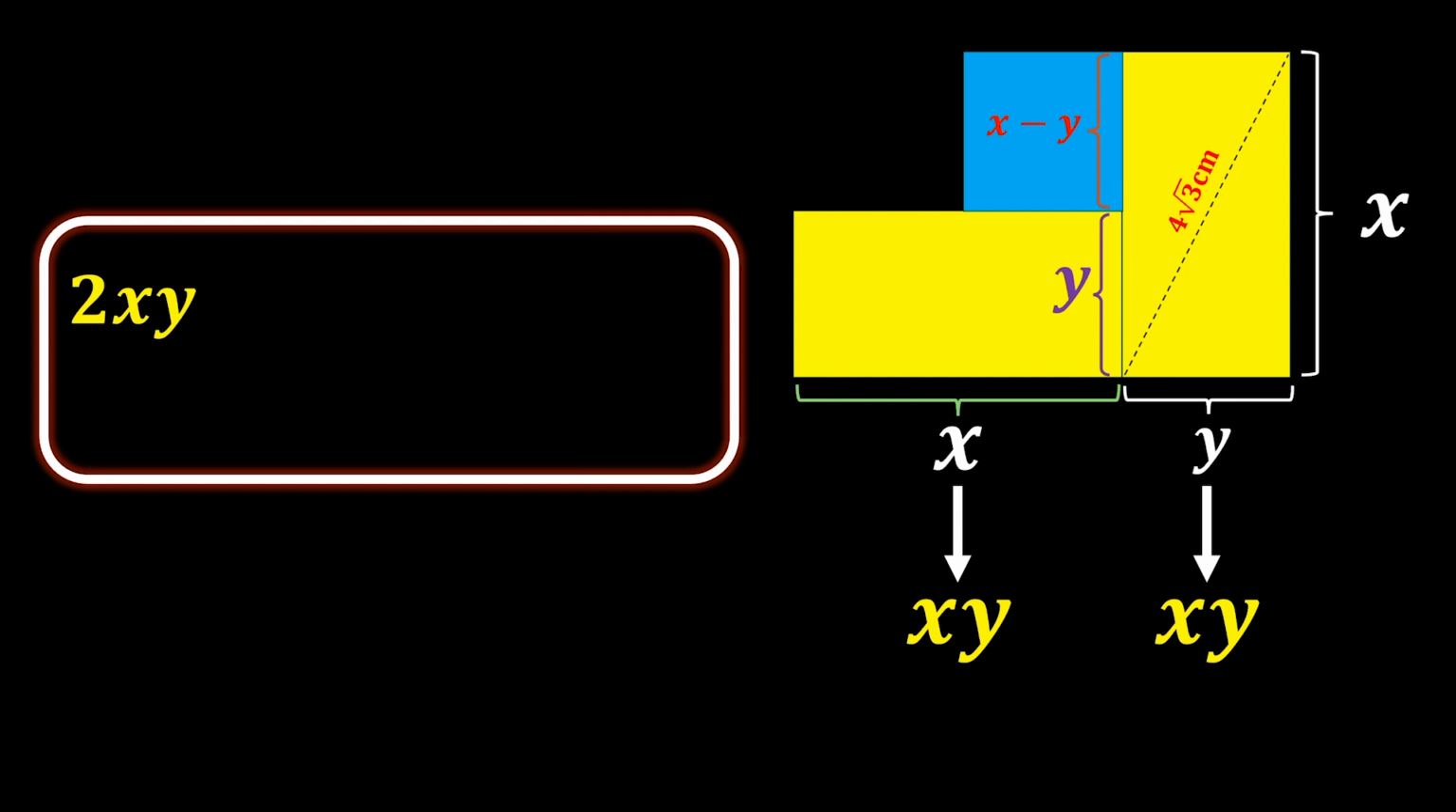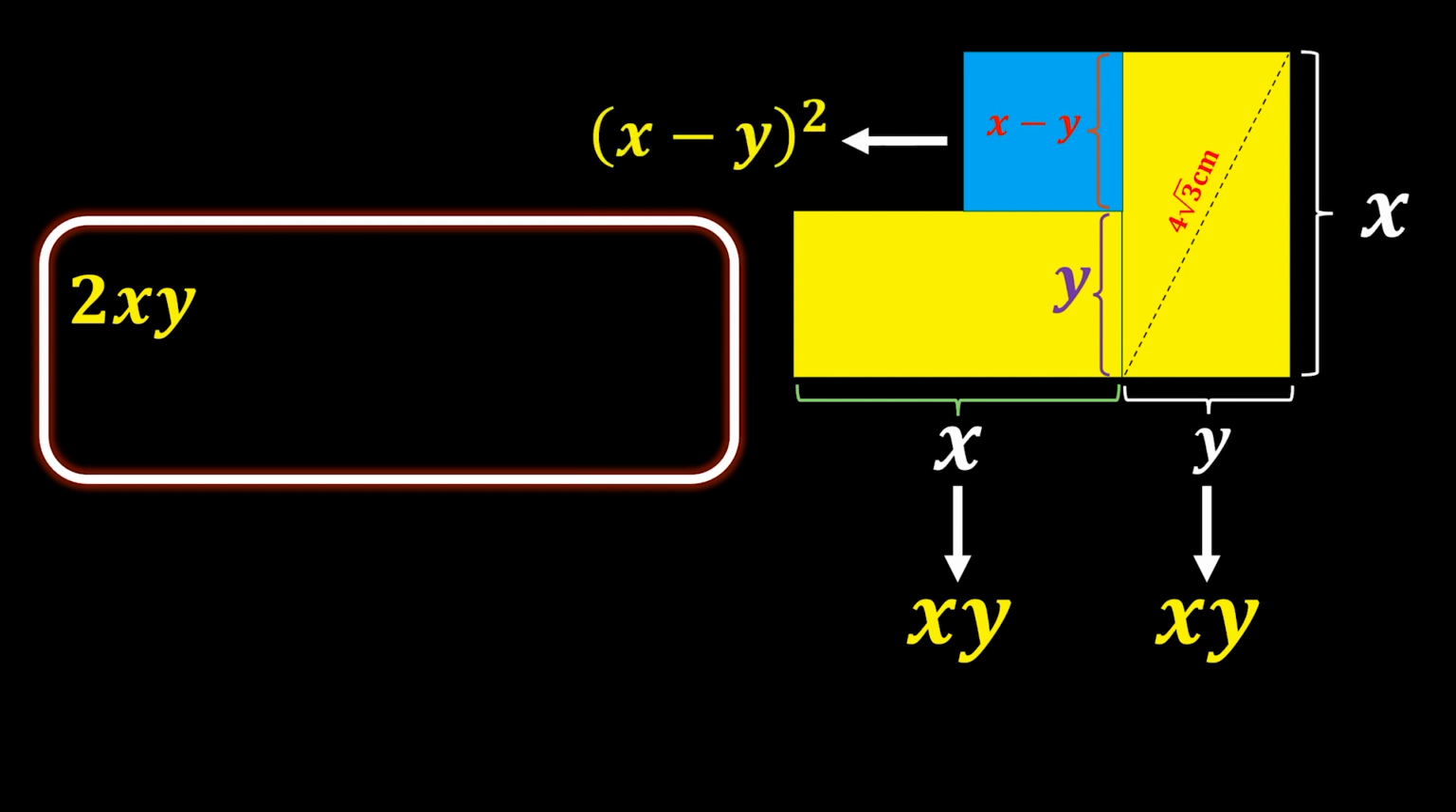Now let's calculate the area of the shaded region. Here we have one rectangle whose area is length times width, which is x times y. And here we have another rectangle whose area is also x times y. So, in total, we have 2 times x times y for the yellow areas.